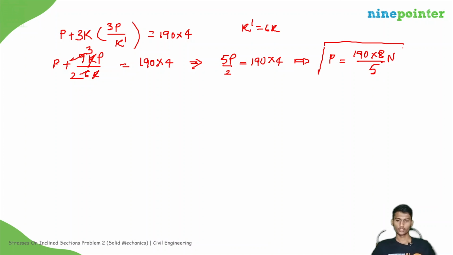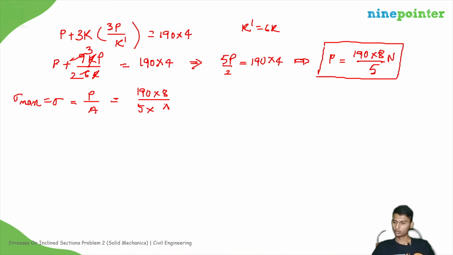This is P, but what we need is sigma max. Sigma max will be equals to sigma, which we already know is equals to P by A. So that will be 190 into 8 divided by 5 into pi by 4 into diameter 32 whole square. That will give us 378 kilopascals, and this is compressive.